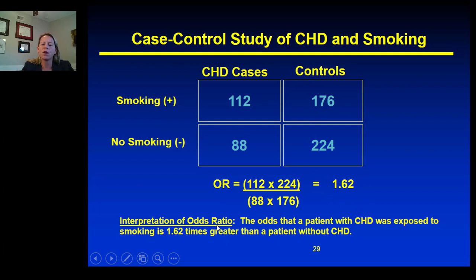Now, the interpretation of the odds ratio is slightly different than that for the relative risk. Firstly, we can't talk about risk at all when we discuss an odds ratio. We're only able to talk about odds or probability. In this case, we can say that the odds that a patient with coronary heart disease was exposed to smoking is 1.62 times greater than the odds in a patient without CHD or coronary heart disease.